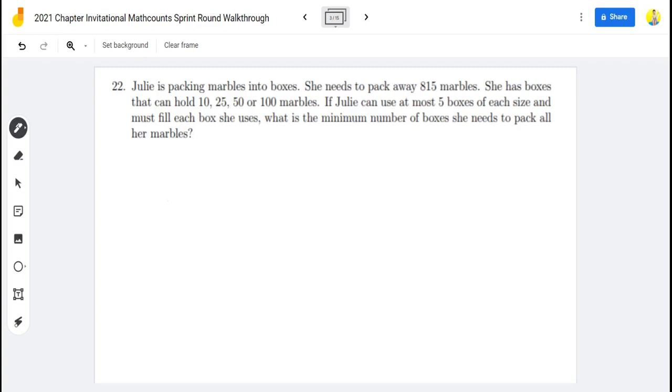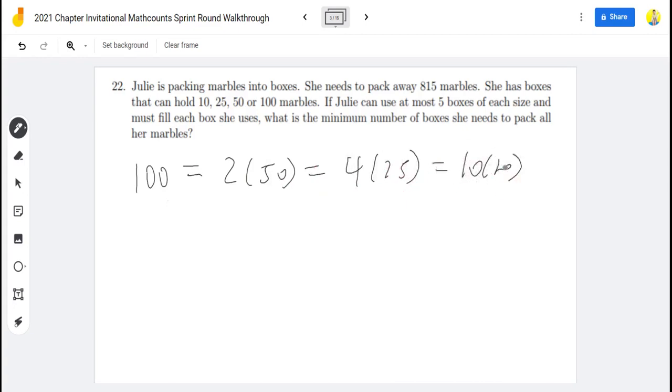So we see here that 100 is equal to 2 times 50, which is equal to 4 times 25, which is equal to 10 times 10. So 100 is the most efficient, so we need as many hundreds as we can. So 5 times 100 plus 5 times 50. And since 50s are more efficient than 25s or 10s, we need as many 50s as we can. This equals 750, so we still need 100 left. If we use 2 boxes of 25, that would not work, because we would need a multiple of 5 when we have only multiples of 10 left.